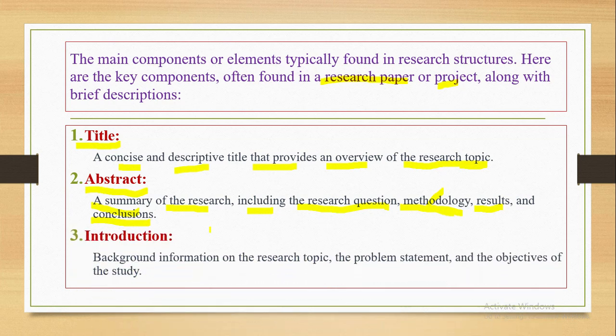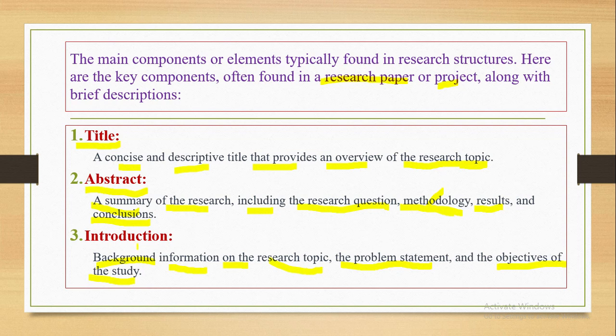Thirdly, introduction. After you arrange the research starting from research title and abstract, the third section should be the introduction. Under introduction, the background information on the research topic, the problem statement, and the objectives of the research should be addressed. These are the objectives of the study when writing the introduction.